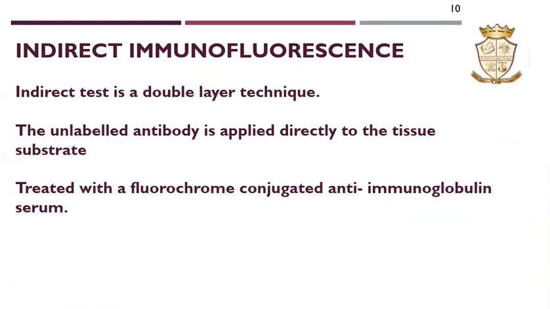Indirect immunofluorescence. The indirect test is a double-layer technique. The unlabeled antibody is applied directly to the substrate, then treated with a fluorophore-conjugated anti-immunoglobulin serum.